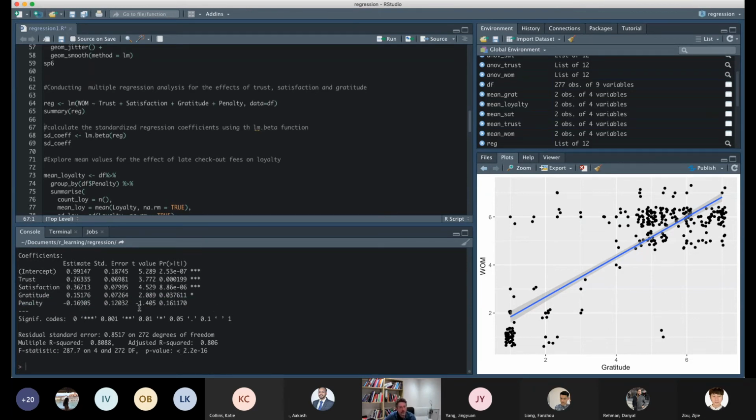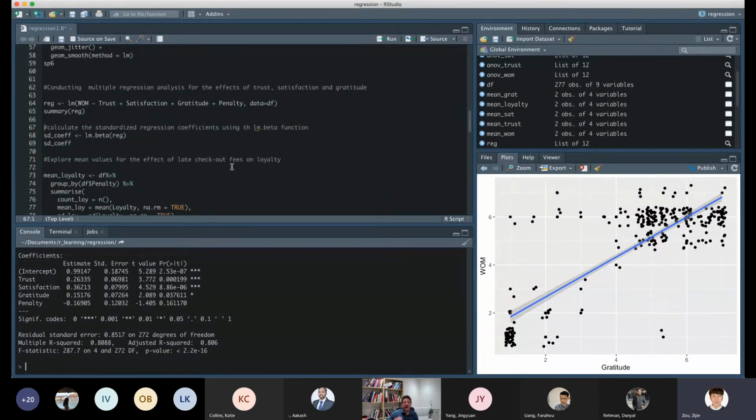So how do we set the penalty as the dependent variable, and the trust, satisfaction, gratitude, and word of mouth as the independent variables in the regression model?